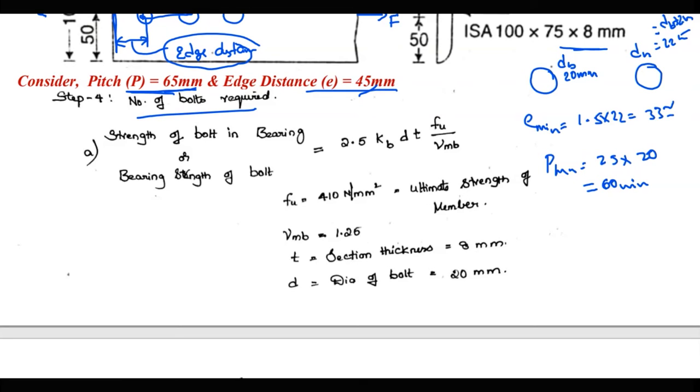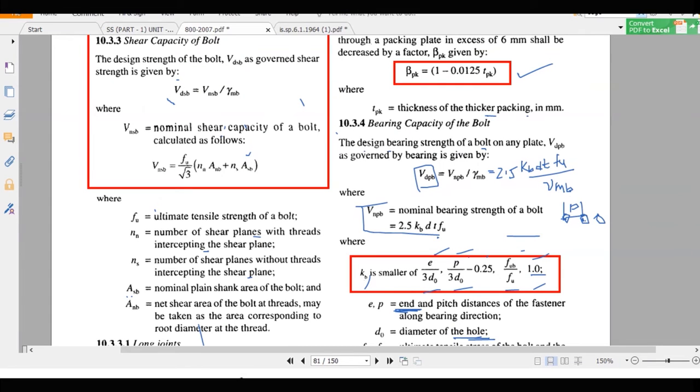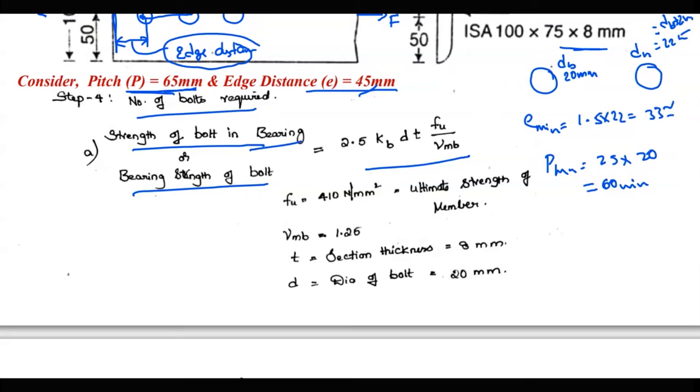In order to decide the number of bolts required, I need to find out the strength of each bolt in bearing and also in double shear. The bearing strength of the bolt is given by this simple expression from the code book. Let me show you. The clause 10.3.3 will give you the shear capacity of the bolt, and 10.3.4 will give you the bearing capacity of the bolt. These are the expressions. The bearing strength of the bolt is given by 2.5 times kb d t fu by gamma mb.